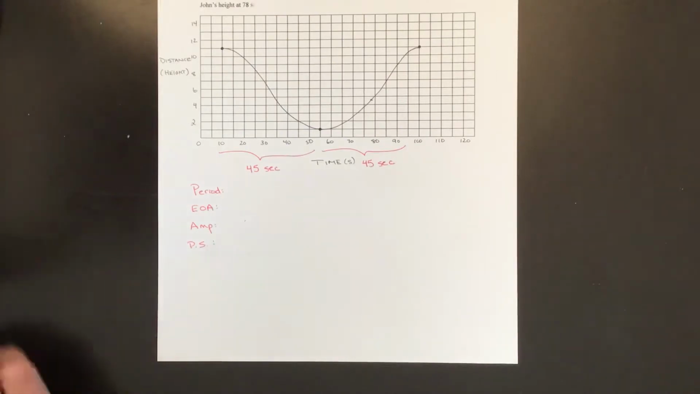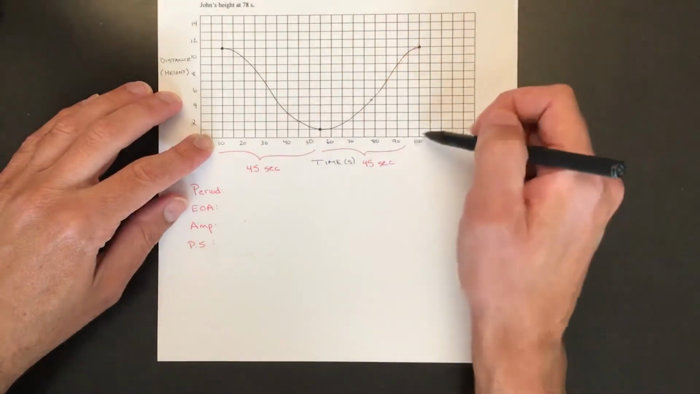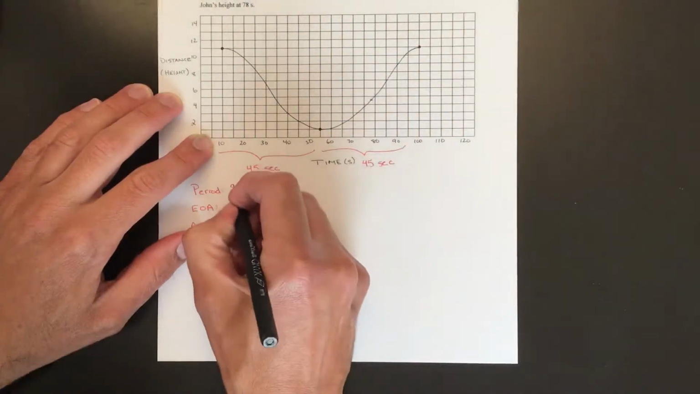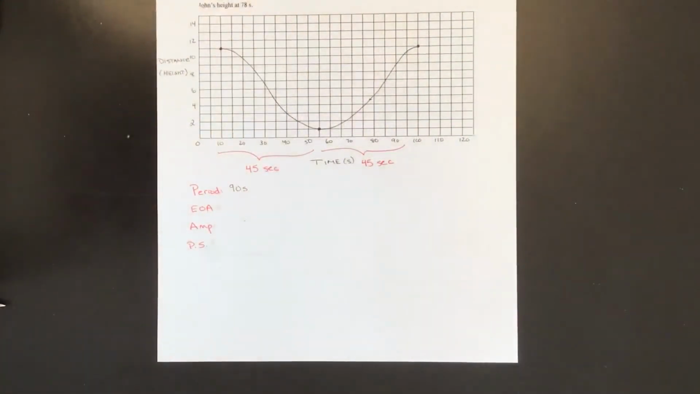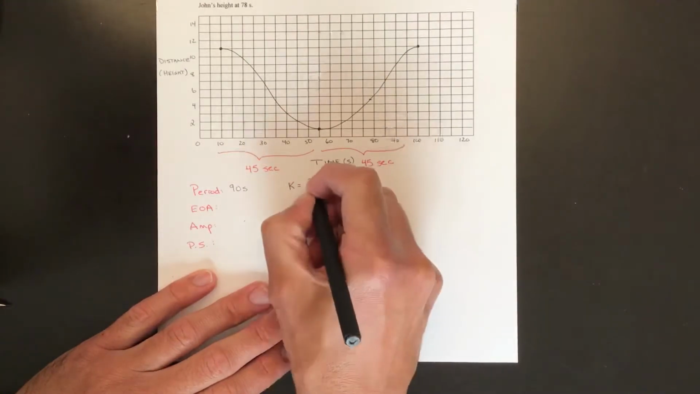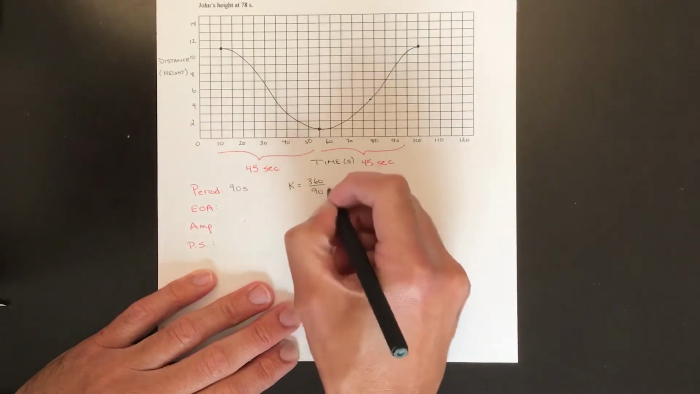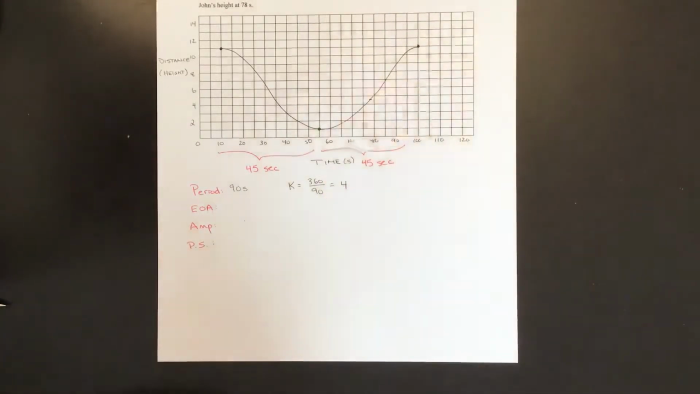So the first thing is the period. We start at 10 seconds, we end at 100. So from 10 to 100 is a total of 90 seconds. Now, one thing to remember is in order to get the equation, we have to determine the K value. And K is equal to 360 divided by the period, which is 90, which will give us a K value of 4.